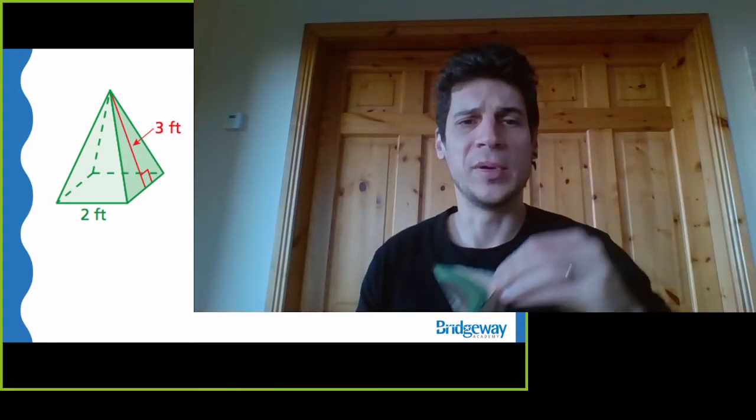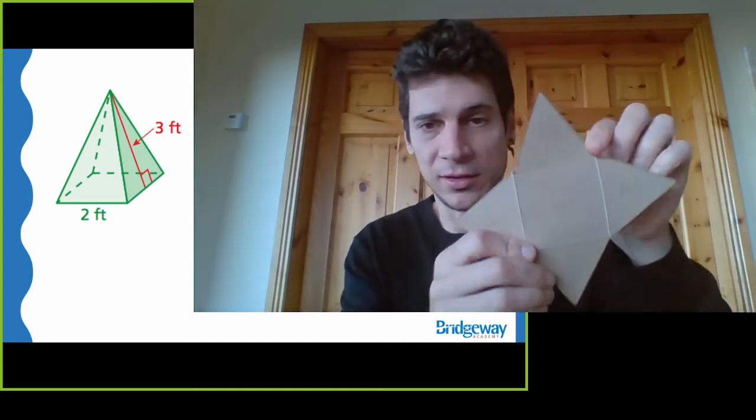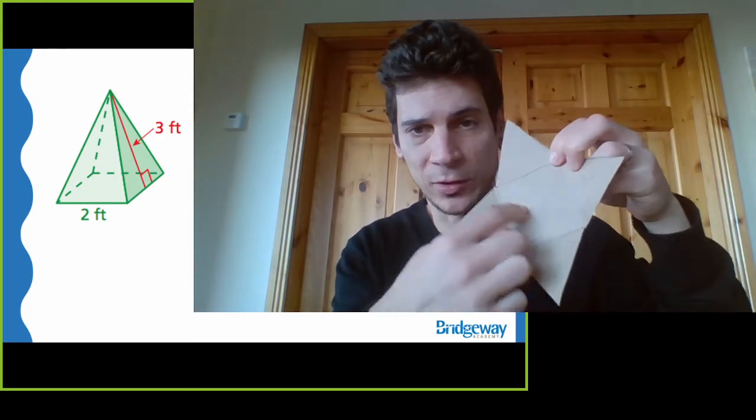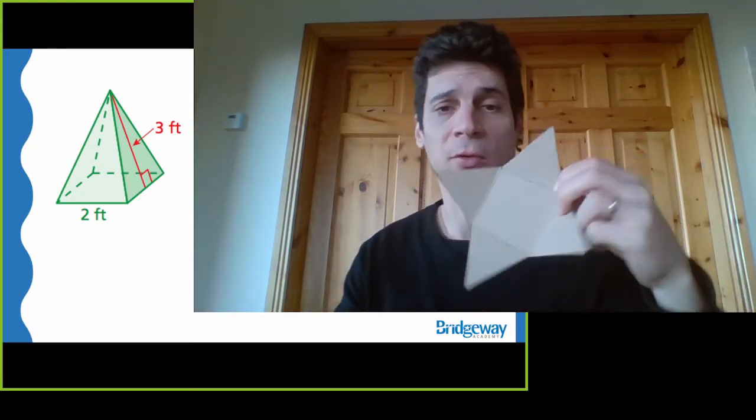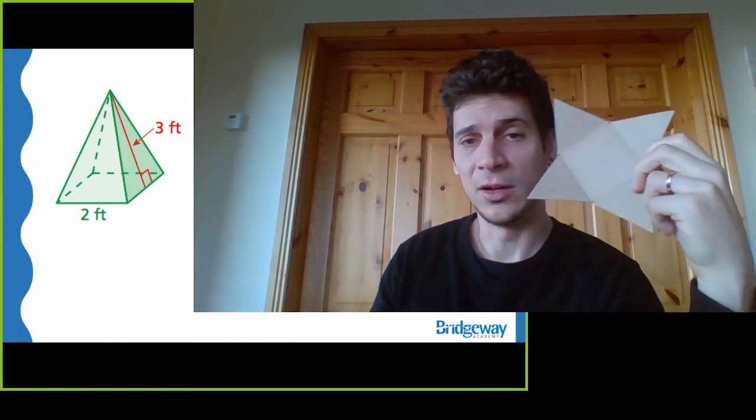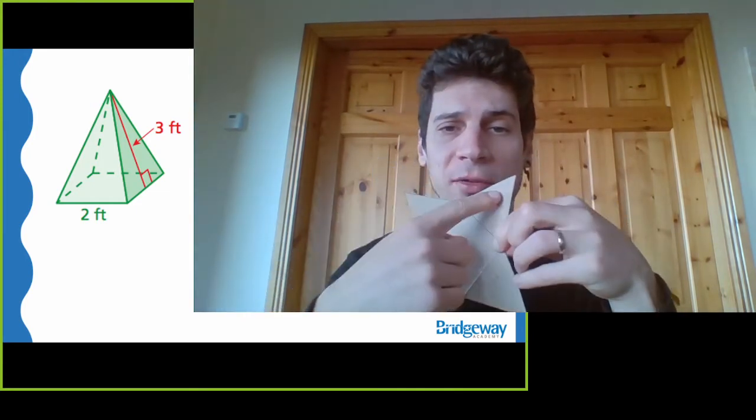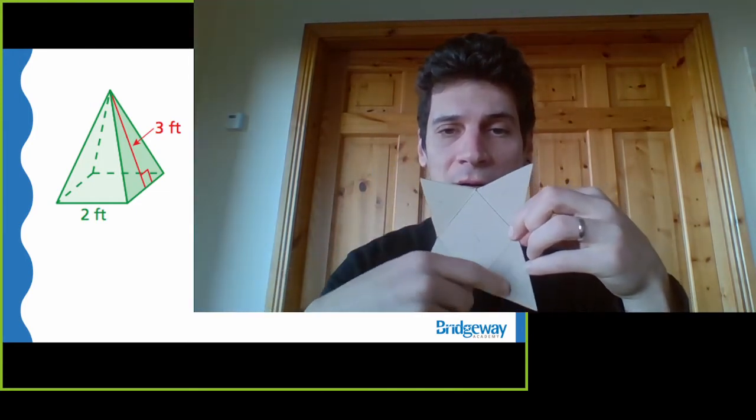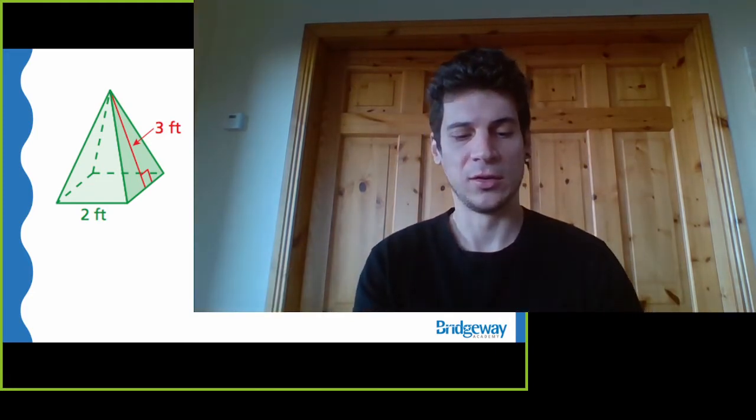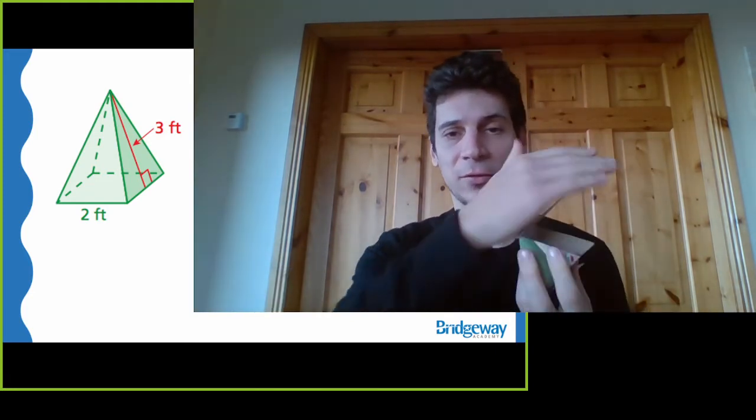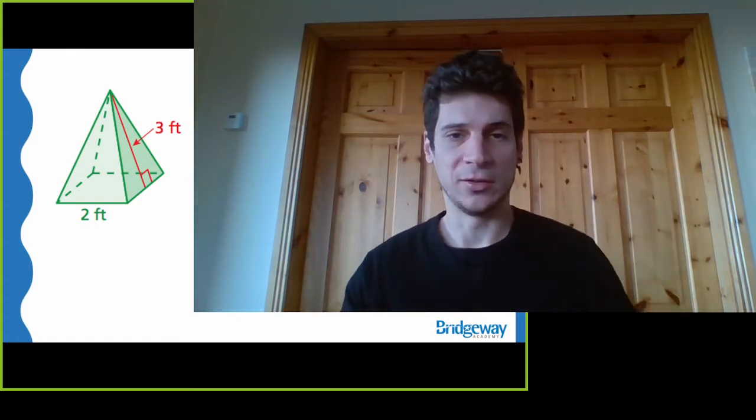So if we were to open up this pyramid and have our net, you would see that it's composed of 2 pieces: the square base and then the 4 triangle pieces. So in order to find the surface area of a square pyramid, we have to add up the areas of every shape that's on the outside of our square pyramid, because we want to find the total amount of surface on the outside of this pyramid. So let's take a look at that.